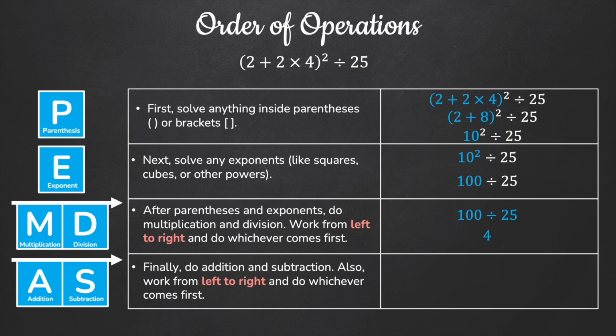But remember back, we did have addition. It was inside of our parentheses, but because we had to work on it first, we no longer have any more addition, and we do not have subtraction at all. So that means that 2 plus 2 times 4 inside of the parentheses, all raised to the power of 2, divided by 25 is equal to 4.